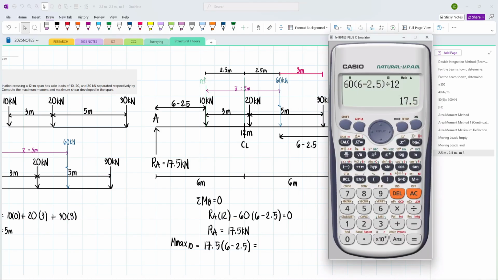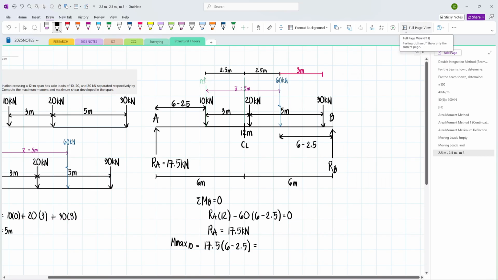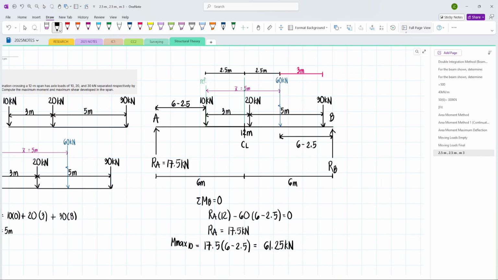equals, bale, same moment arm pa rin. Ito, gagawin nating 17.5. So, we would get 61.25. This is kilonewton meter.